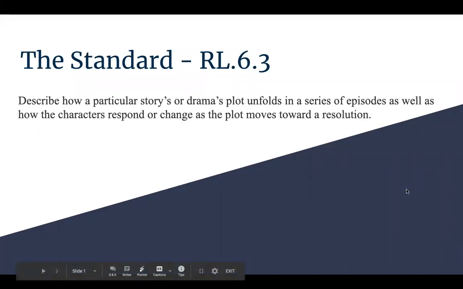Hello. So today we're going to go over the standard that we're going to be looking at for the next few weeks. It is Reading Literature 6.3, and the standard reads, describe how a particular story's or drama's plot unfolds in a series of episodes, as well as how the characters respond or change as the plot moves towards a resolution. And that sounds like a lot of big words.